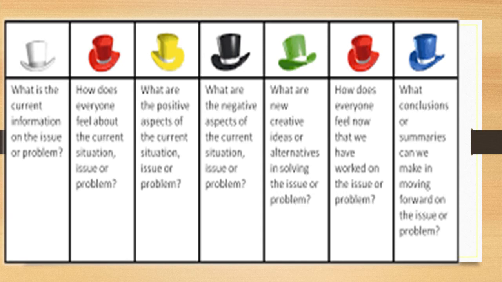Here, you may have a little more feelings, so you may wear the red hat again. How does everyone feel now after thinking in different ways, in a positive way, in a negative way, after wearing different colors like red, yellow, black and green? Then you may wear the red hat again to feel what your feeling is now. Then the blue hat, which is the final one: what conclusions or summaries can you make?